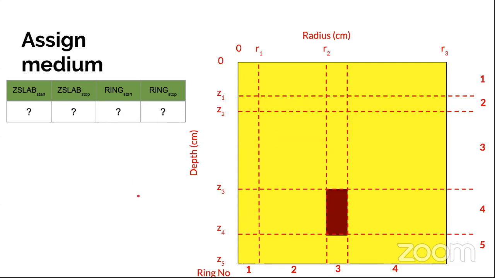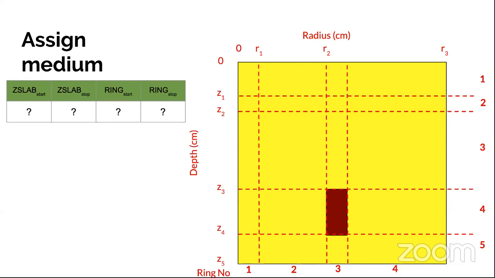So let me ask you this question now. We want to assign a medium to this region here. So what should I put here? So I have 4, 4, 3, 3. Does anyone disagree with that? Do you think this is correct?